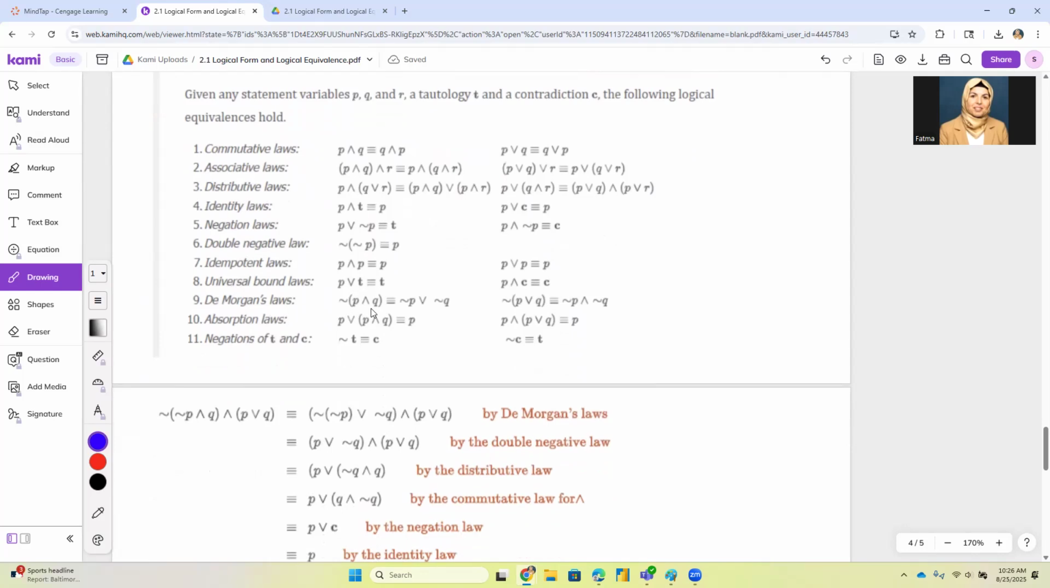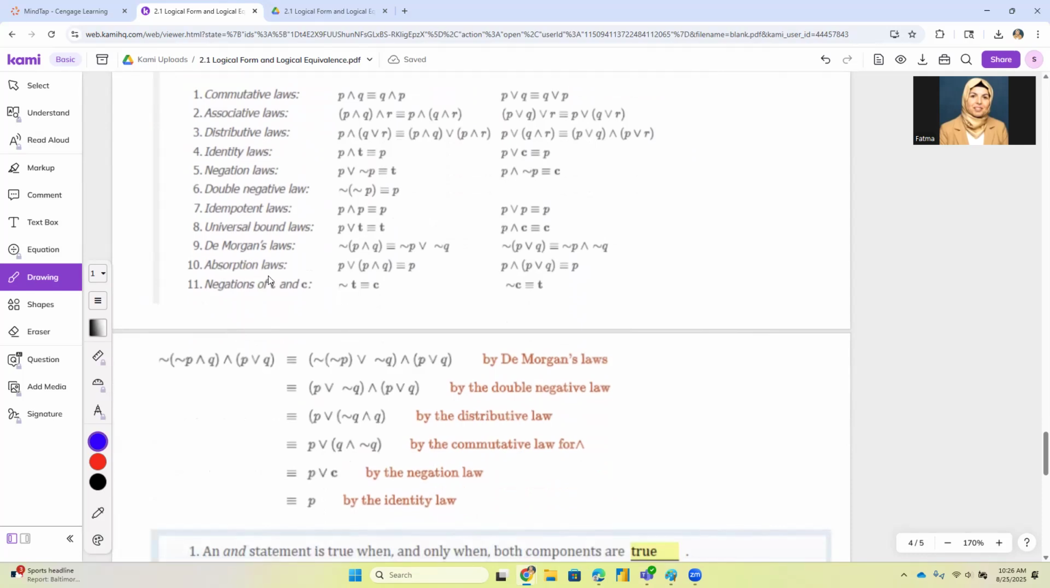So we already talked about De Morgan's laws. When you're negating P and Q, it's not P or not Q, which is a very important rule. It always shows up on the questions. When you have not P or Q, it's not P and not Q. And then we have the absorption laws, which is this one.